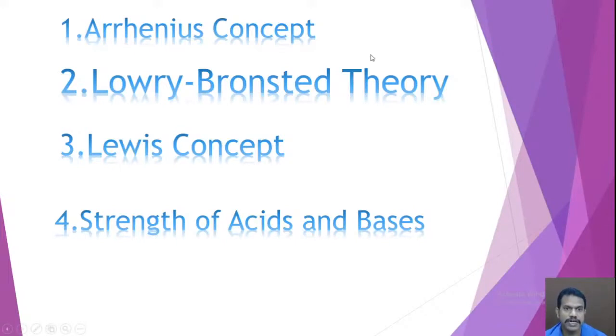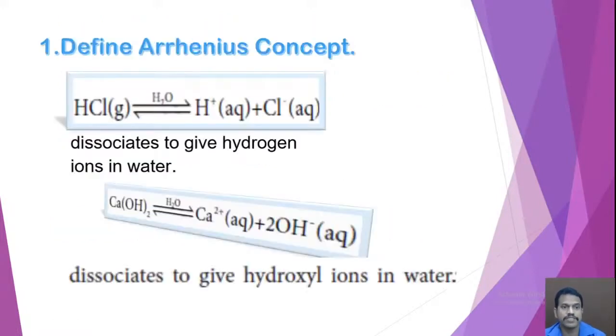The first, the Arrhenius concept. What kind of definition Arrhenius is using and what are the limitations he was saying? So we can see. First, define the Arrhenius concept.